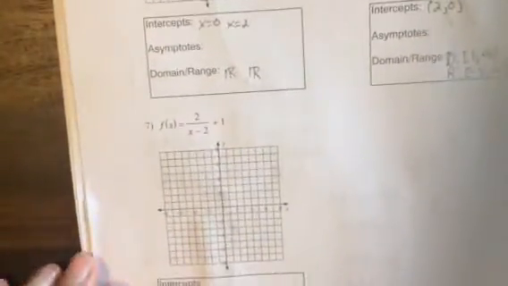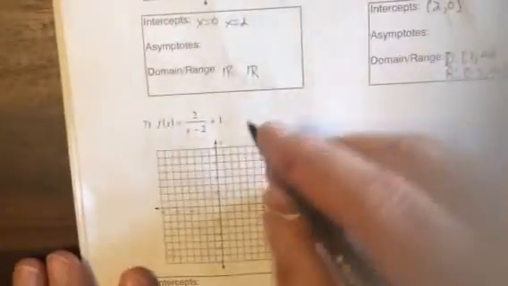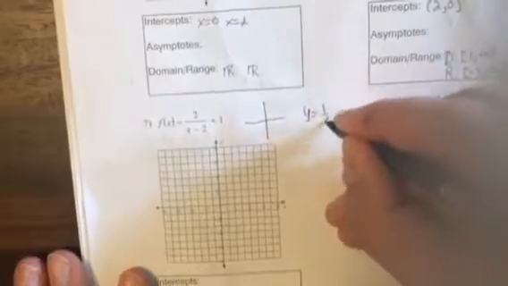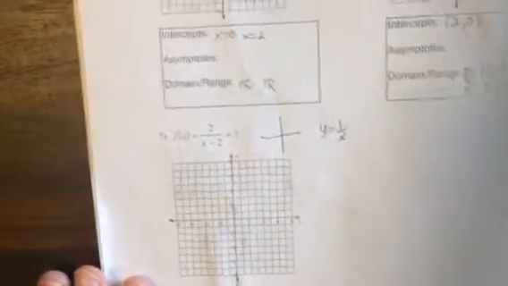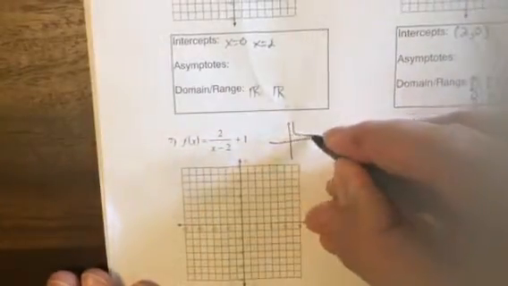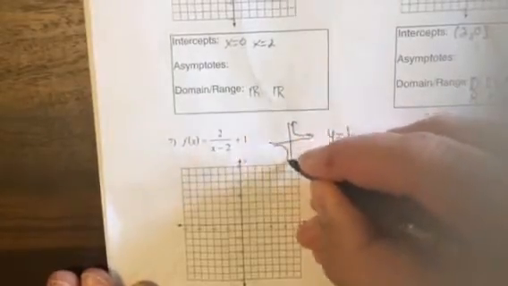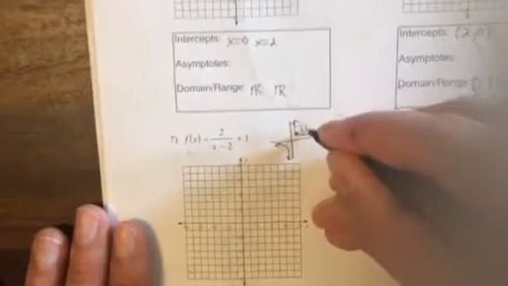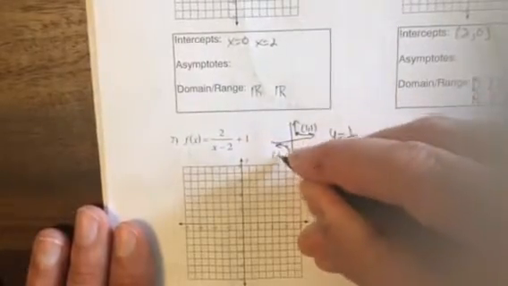All right, last type of graph we should know is a rational function. And this is a transformation of the parent function y equals 1 over x. And you should know that the function 1 over x looks like this. It's got 2 asymptotes in it. It has a point at 1, 1, and negative 1, negative 1.